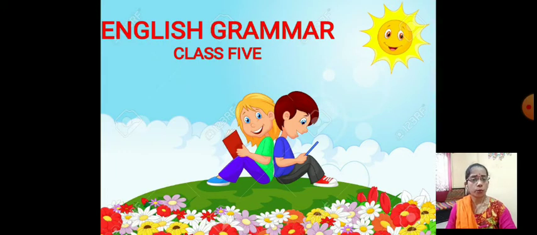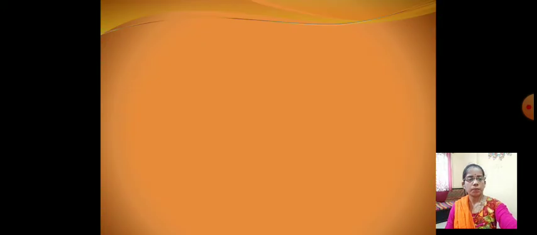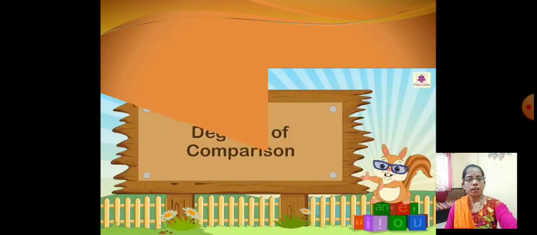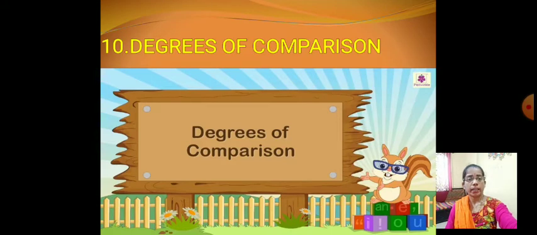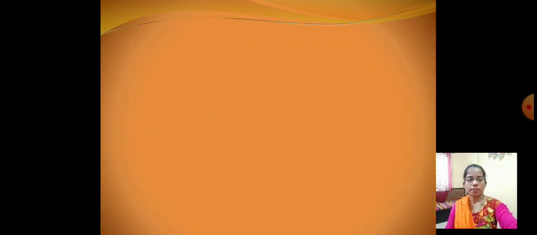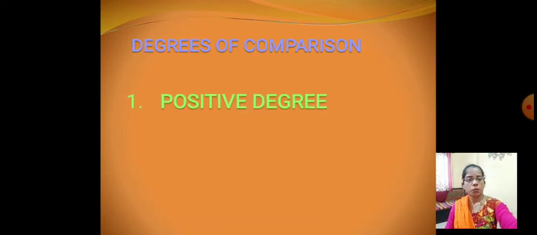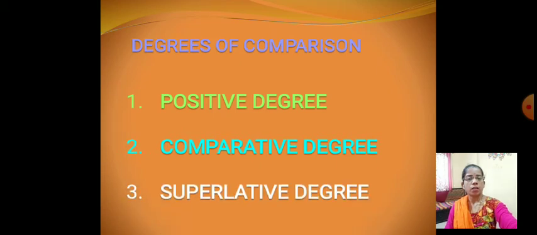Now today we are going to learn a new concept from our English Grammar workbook. Degrees of comparison. Chapter number 10, Degrees of comparison. There are three kinds of degrees. First one positive degree, second one comparative degree, third one superlative degree. It means there are three kinds of degrees: positive, comparative and superlative.